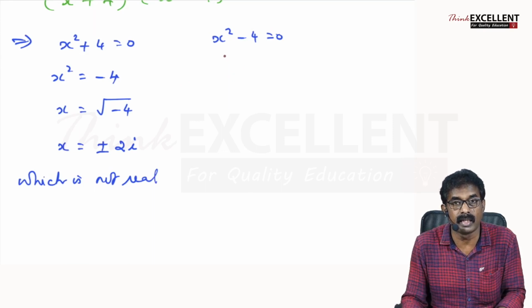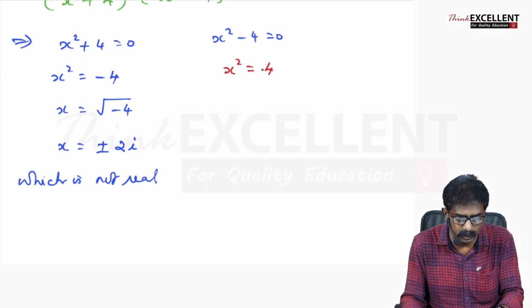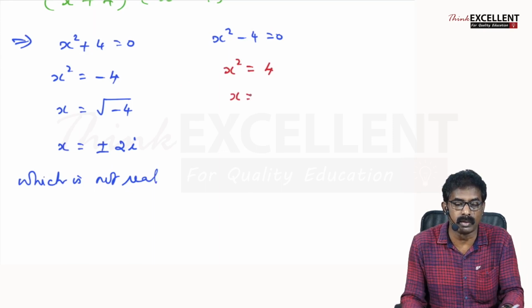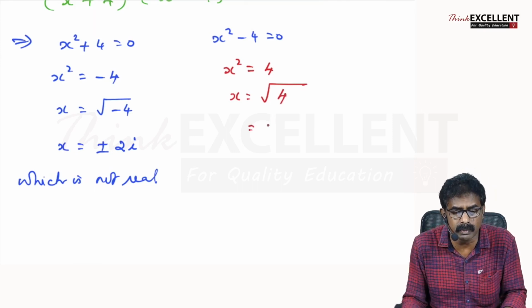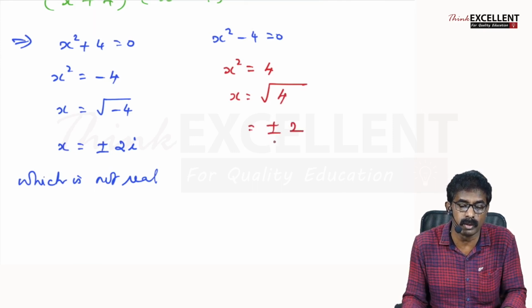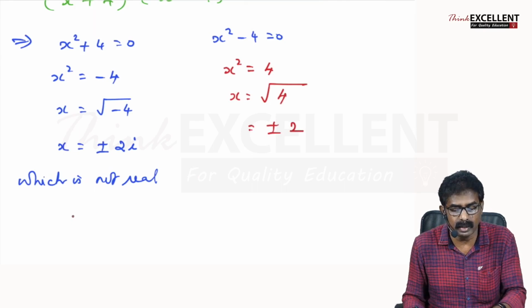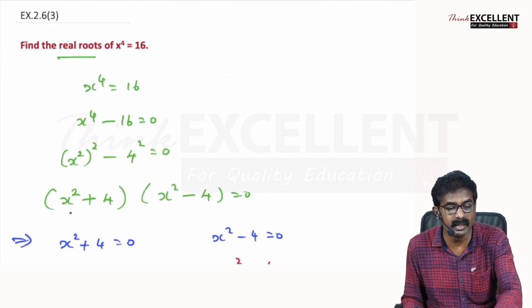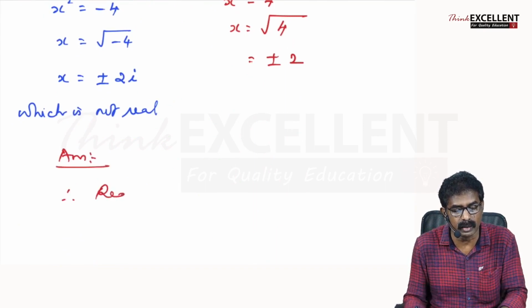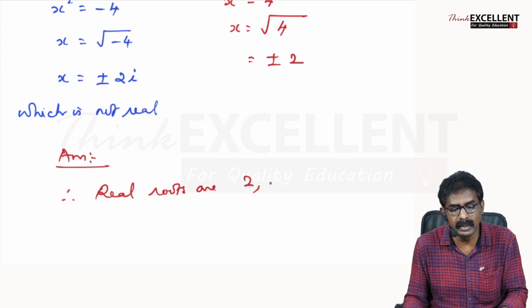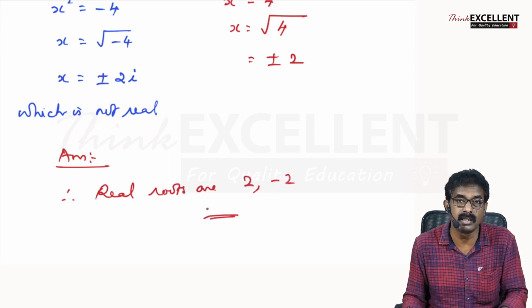Now we try to solve the other one, x square minus 4 equals 0. So x square is equal to plus 4. So therefore x is equal to root of 4, right? Root of 4. So when root comes, you write plus or minus. Root of 4 is 2. So both the roots are real, right? So final answer. Because the question is find the real roots, you write the conclusion like this. Therefore, real roots are plus 2 and minus 2. Okay, so these are the two real roots.